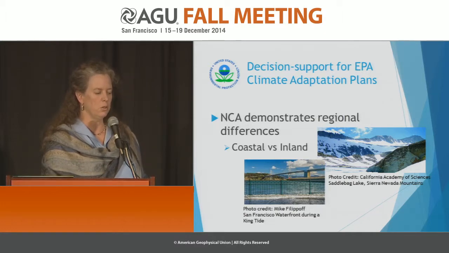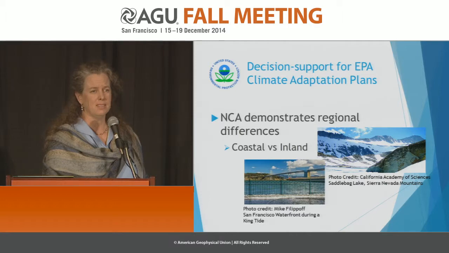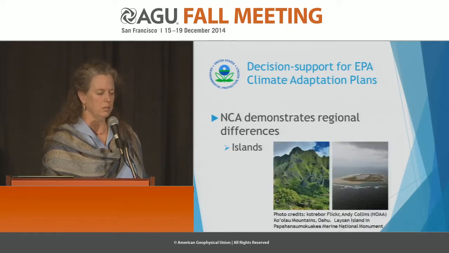Here's a nice photo on the left of the San Francisco waterfront during a king tide, which of course brings to mind what the sea level might look like after sea level rise. This is right down on the Embarcadero at the foot of Mission Street. And then on the right is the Sierra Nevada. So we expect we'll be losing, of course, our glaciers, our snowpack. This is a serious thing for California water. But it's not just the Sierra Nevadas. We're also looking at the other high mountain ranges, Cascades, Rockies.